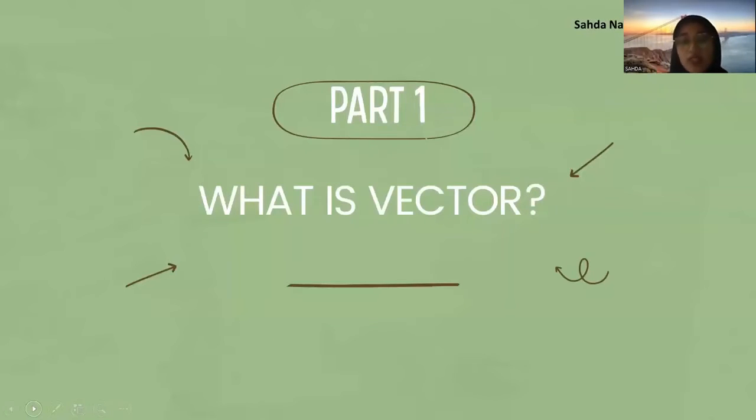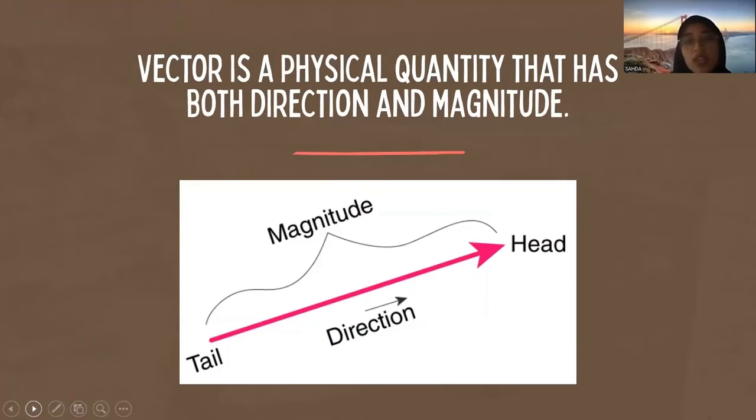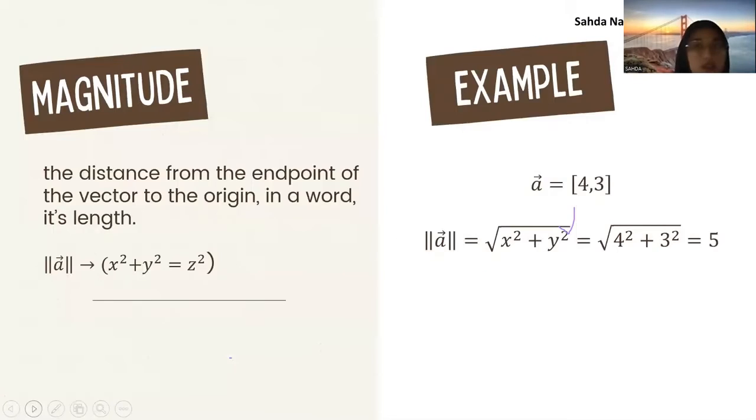A vector is a physical quantity that has both direction and magnitude. In other words, vectors are defined as an object comprising both magnitude and direction. It describes the movement of the object from one point to another. The figure below shows the vector with head, this is a head, tail, direction and magnitude.